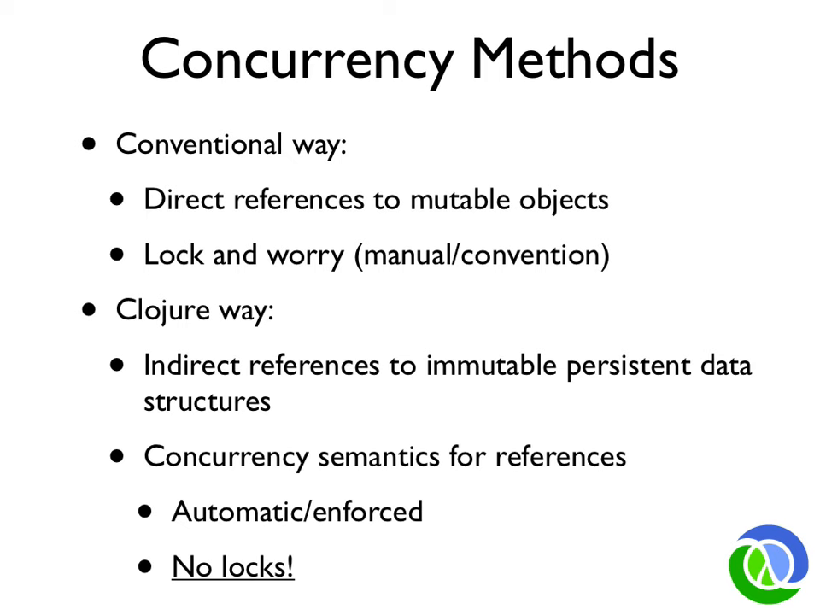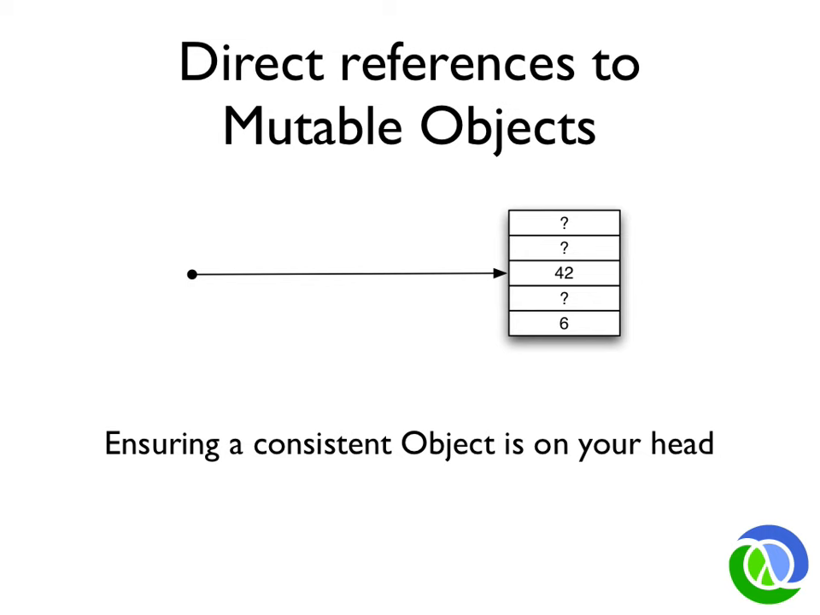And you have concurrency semantics for those references. In other words, you're going to say the only thing I'm going to let you change is this box. The box is going to point to something that can't change. And you can change this box only by atomically making it point to something else that can't change. And Clojure provides three kinds of boxes or references that all have concurrency semantics. In other words, they all have rules about when you can change what's in the box. And none of them require any manual locks for the programmer. So this is your program today, right?